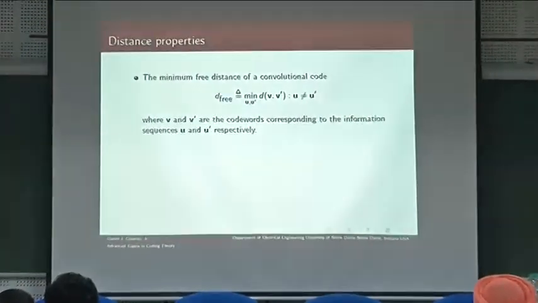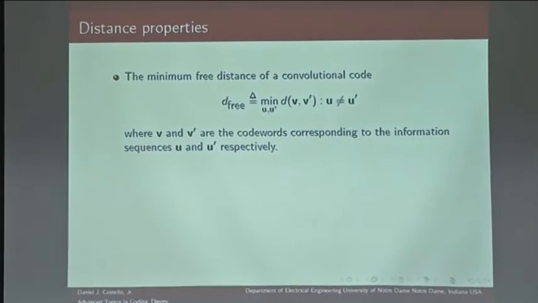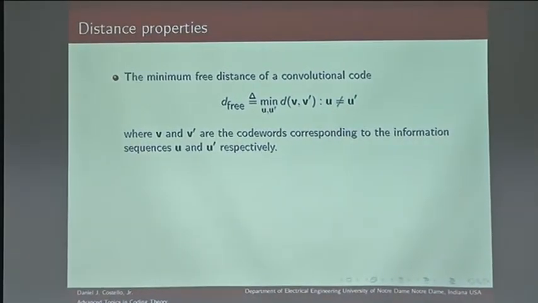So now, distance properties. With convolutional codes, we talk about free distance. It's a different term rather than minimum distance. Why? Because there's not a fixed code word length. With block codes, all the code words are of length n, and you talk about the minimum distance between any 2 code words of length n, or the minimum weight of any code word of length n.